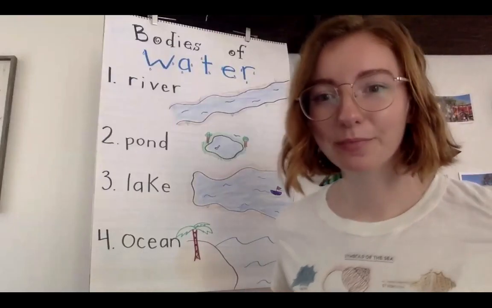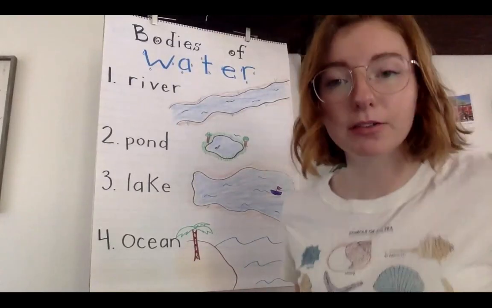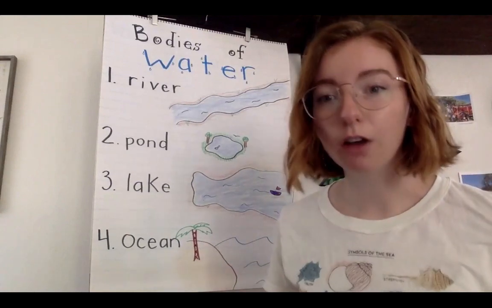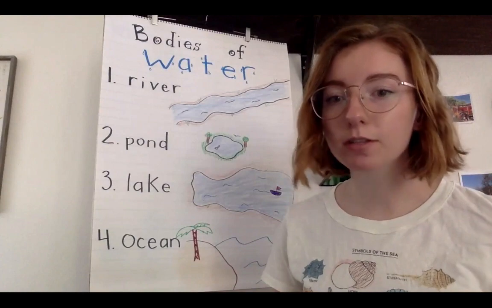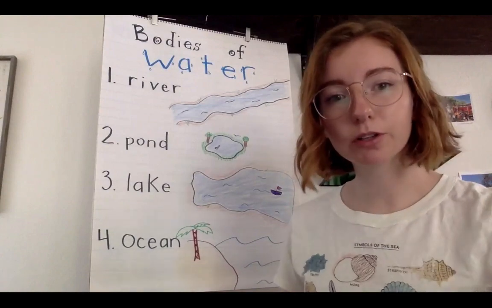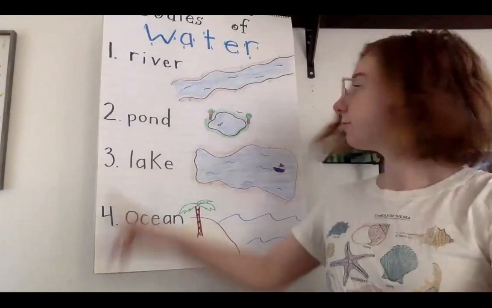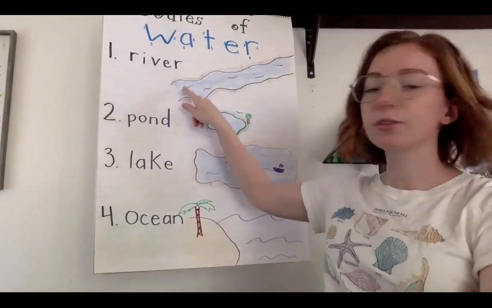Hey everybody! Today we are going to learn about different bodies of water. The earth is covered in a lot of water and it can be in different shapes and sizes. So here are 4 different shapes and sizes of water. The first body of water we'll talk about is a river.